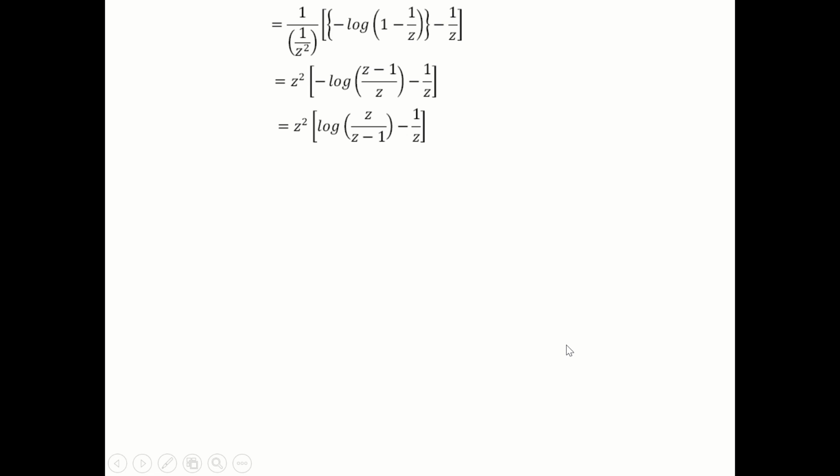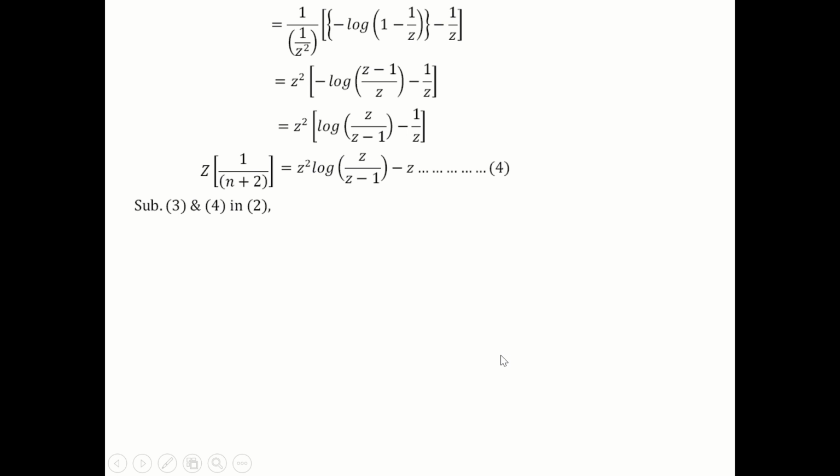So z^2 log, this can be written as z/(z - 1), because minus log((z - 1)/z) can be written as log((z - 1)/z)^(-1). (z - 1)/z to the power minus 1 is nothing but its reciprocal, z/(z - 1). So this becomes z^2 into [log(z/(z - 1)) minus 1/z]. Therefore Z of 1/(n + 2) is equal to z^2 log(z/(z - 1)) minus z, multiplying z^2 inside, so z^2 by z gives z. That is equation number 4.